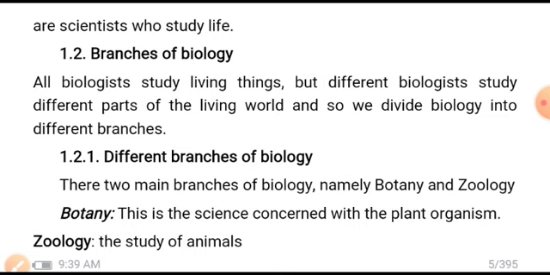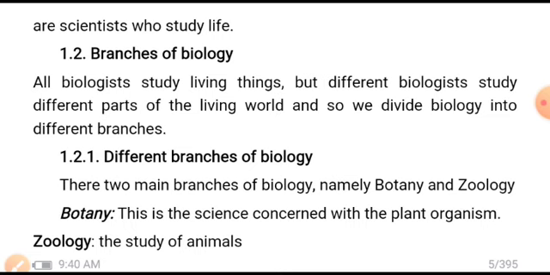The branches of biology simply means some components of biology, or its contents, or the parts that are included in biology. There are two main branches of biology, namely botany and zoology. Botany is the science concerned with plant organisms. In living things, we find plants and animals. The study of plants in general as living organisms is what we call botany. And the study of animals in general is what we call zoology.